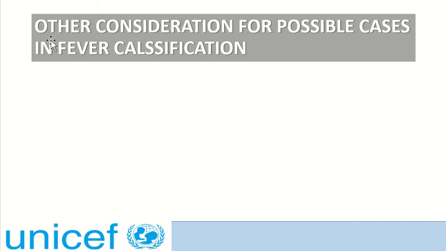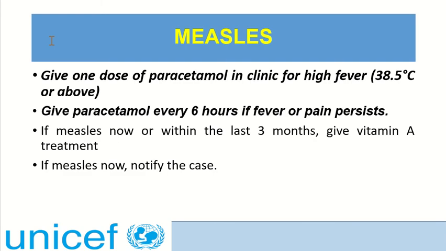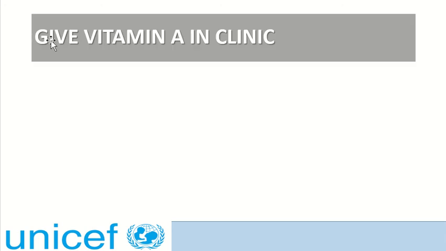Other considerations for possible cases in fever classification. In measles, we give one dose of paracetamol in the clinic for high fever, and we give paracetamol every 6 hours. If measles now or within the last month, we give vitamin A treatment. If measles now, we notify the case.